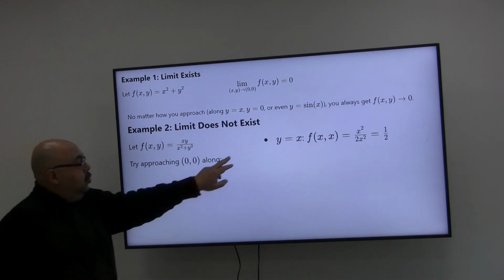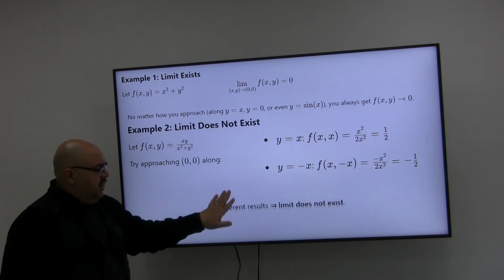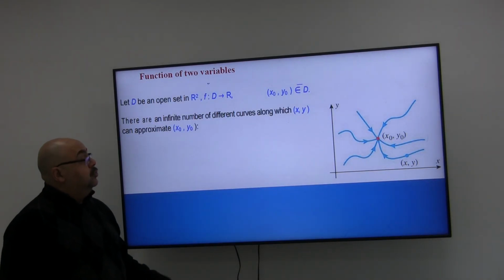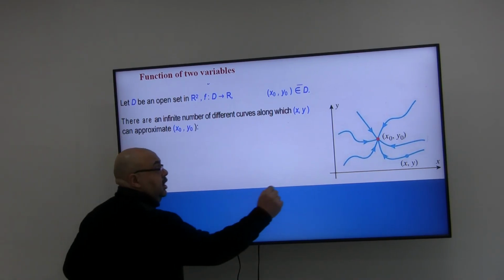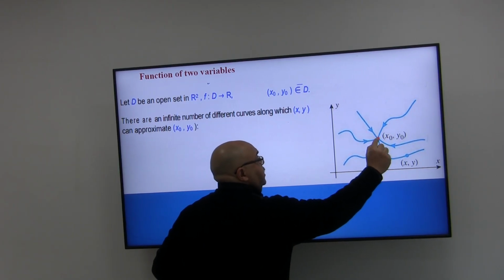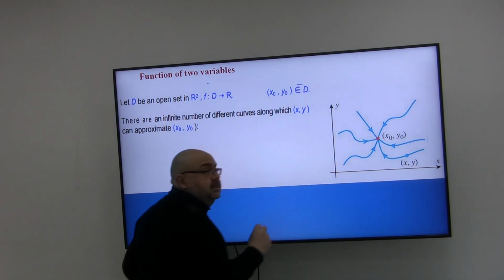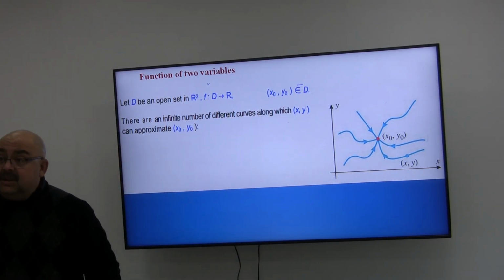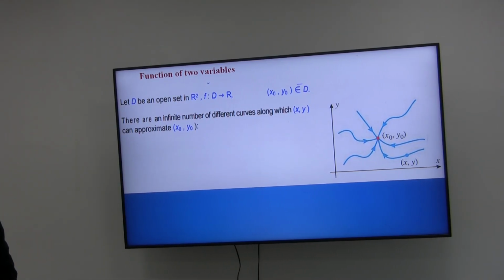So once more, y equal to x, it's equal to half. If you use y equal to negative x, it's negative half, exactly like I explained to you. That's exactly what I want to say. Approaching the limit in two dimensions, this point x naught, y naught can be reached from plenty of directions. If the limit exists, all the curves should give the exact same number. But if they give different values, then the limit doesn't exist.